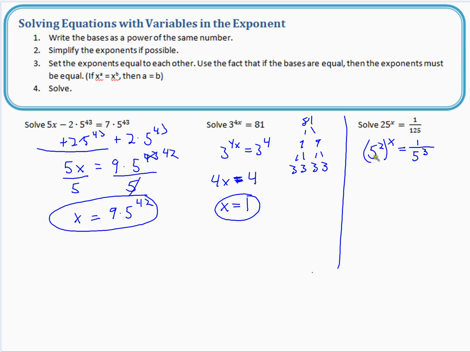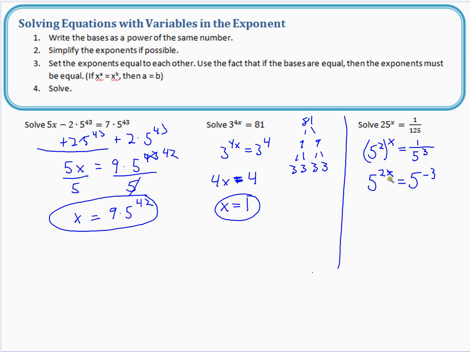So this step here, we'll work with the left side. Something to a power raised to a power, you multiply the exponents. So really this left side is 5 to the 2x. The right side, when we have an exponent in the denominator, we can bring that up to the numerator, but we have to make sure we use a negative exponent.